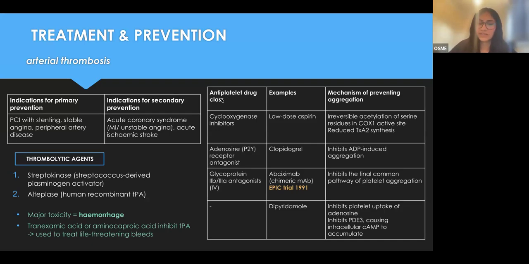The toxicity that you sometimes have when you give these thrombolytic agents is major bleeds, so hemorrhage. And you can give TPA inhibitors to treat those when they happen.